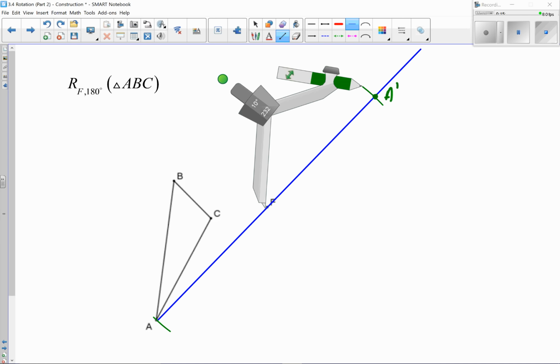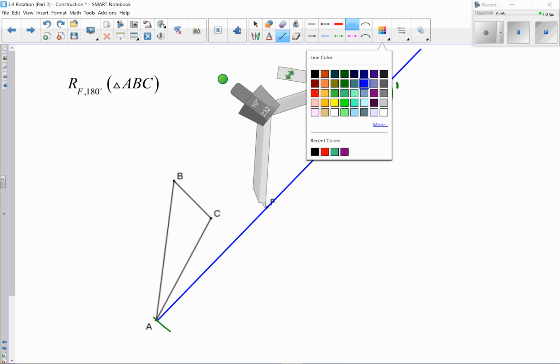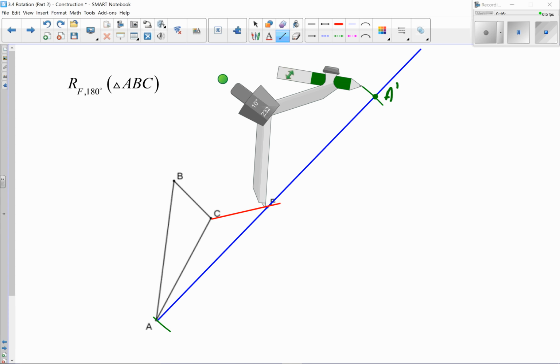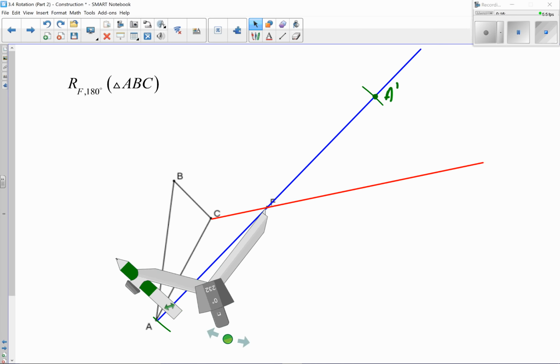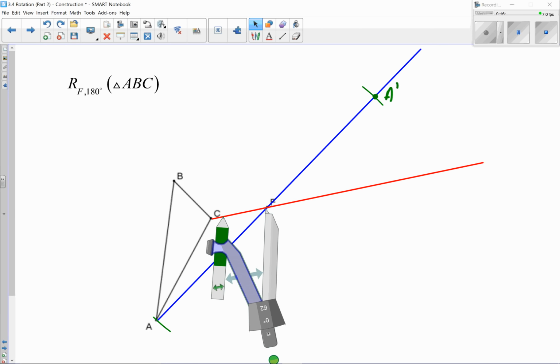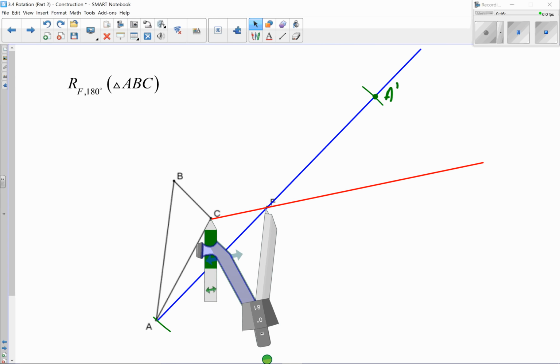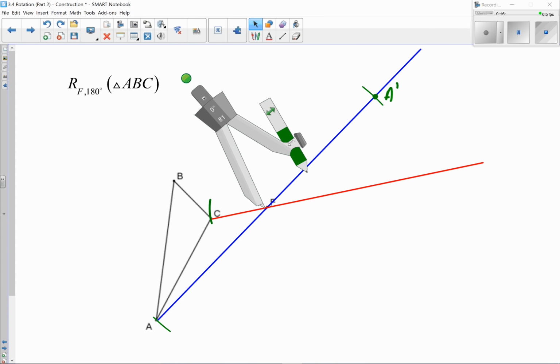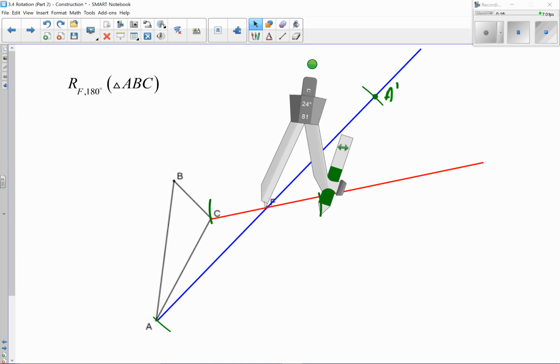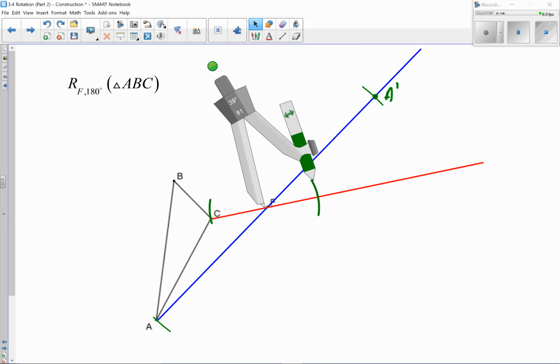So again, using a straight edge, we'll do different colors here to make it a little easier to see. We'll do from C through F. There. Again, I'm going to keep my compass on F. I'm going to measure the distance it is from C. Make a little arc to show I've measured. I'm going to flip my compass around and see where it intersects the other side of the line. Now I know that this point right here is in fact C prime.